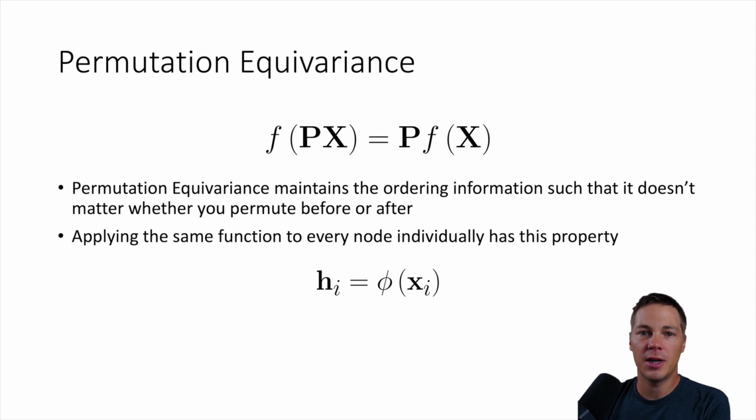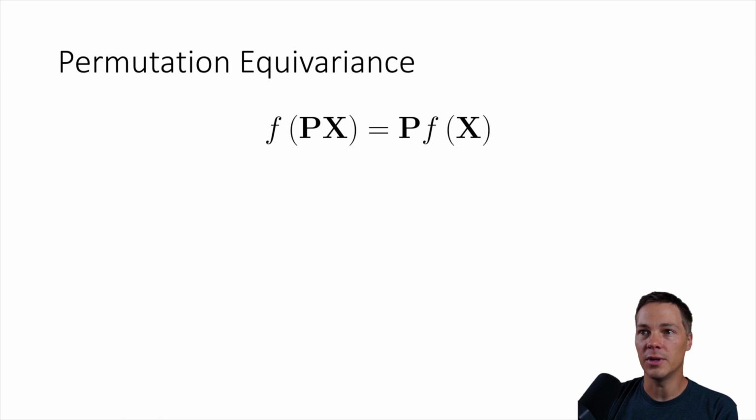Now we move on to permutation equivariance, which we said means that you can permute the input, but you need to permute the output in the same way. Or in other words, it maintains the ordering information that you supplied to it. And one way to achieve permutation equivariance is by applying the same function to every node individually. So if we have some function phi, and we just apply it to the inputs x and get some new thing, which we're calling h here, and we just apply that recipe to every node separately, then we would have something that's permutation equivariant.